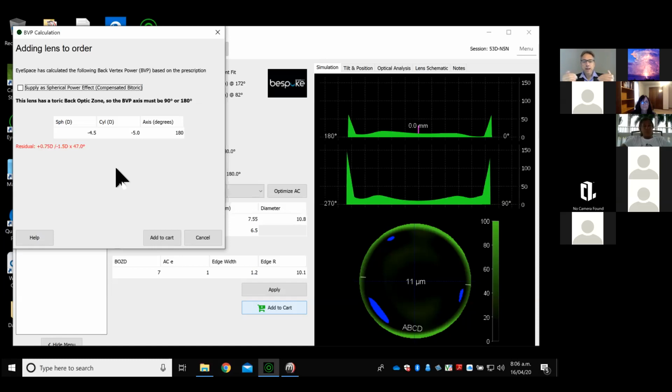So if you look at the lens on the eye, those two lens engravings should sit in more or less the same axis position as what the simulation shows. If the lens rotates off axis relative to where the simulation is, we're going to induce cylinder by that lens rotating off the eye. So even with the back compensated bitoric tick box unticked, there is residual astigmatism in this case, and you'll see there's minus 1.5 diopters sitting at an oblique axis.